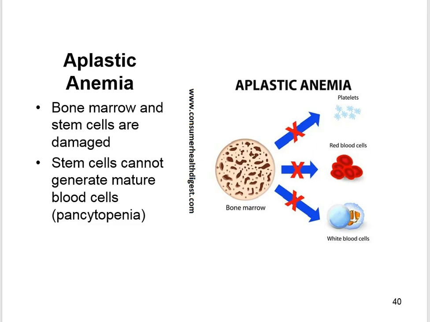Aplastic anemia, the bone marrow and stem cells are damaged. Stem cells cannot generate mature blood cells, so you have a pancytopenia, which means the platelets, red cells, and white cells are all affected.